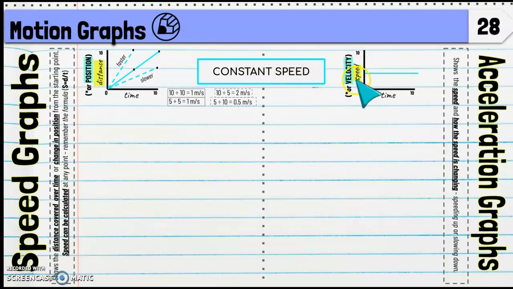For a constant speed, you can see this line that goes straight across. Since this y-axis tells us the speed, you can see that it is not changing. It is constant.